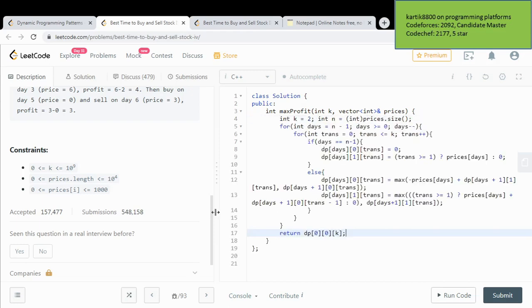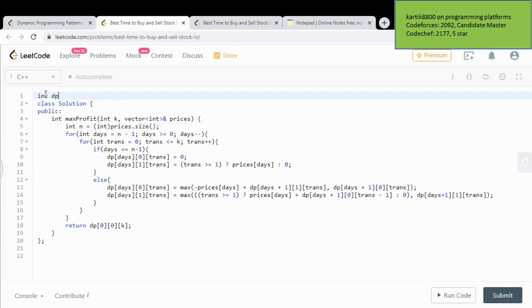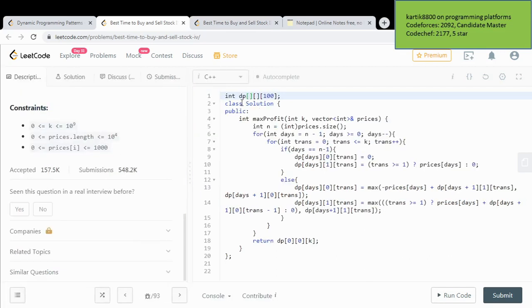Right, this was the exact same code from the previous problem, except that I don't need this integer k anymore. I can have an integer dp here. Let's just keep it 100 transactions just for checking. So I'll allow n number of days. What is n? N is 10 power 4 here. That's good. In the previous problem, it was 10 power 5, but now it's 10 power 4. So that is good news for us.